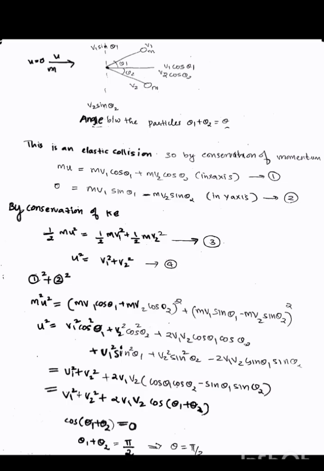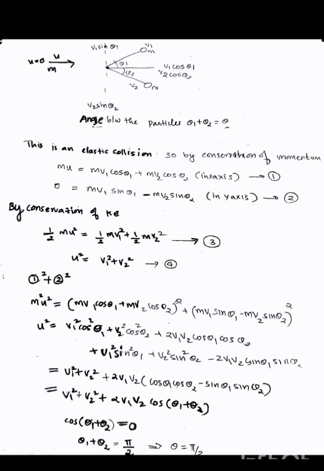Next question is, after a perfectly elastic collision of two identical balls, one of which was initially at rest, the velocity of both the balls are non-zero. The angle theta between the final velocities is dash. So here it is mentioned that among the two identical balls, one is initially at rest.